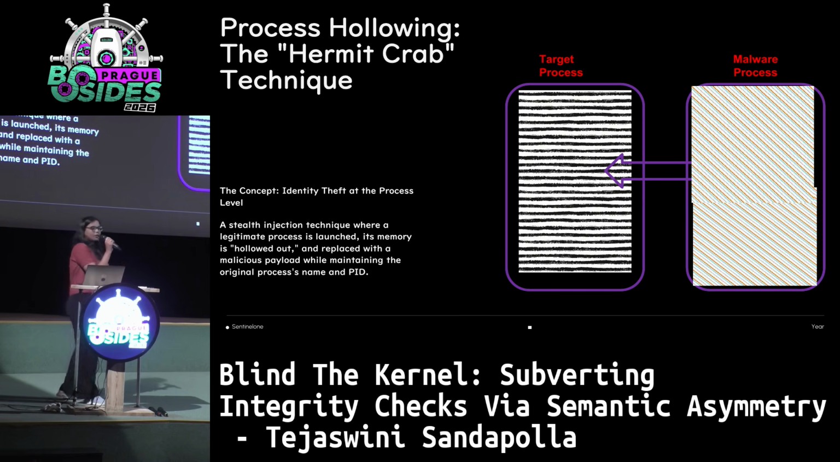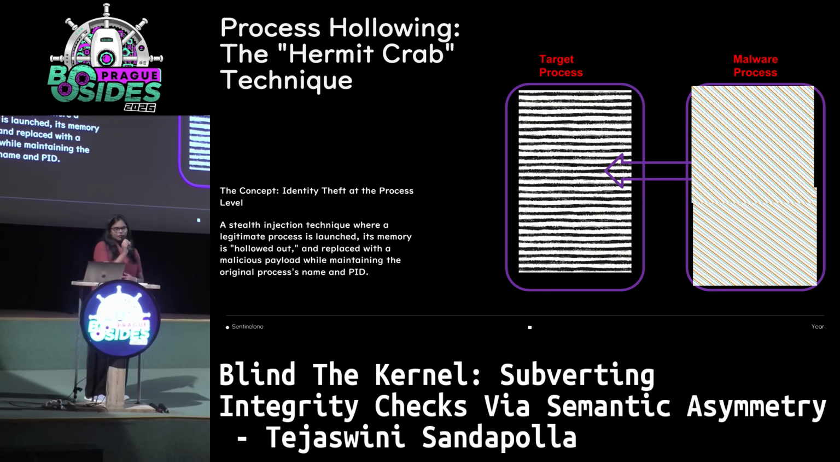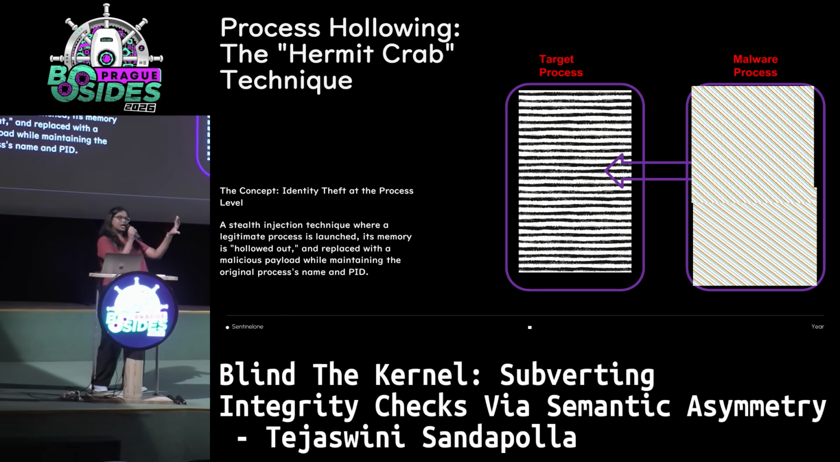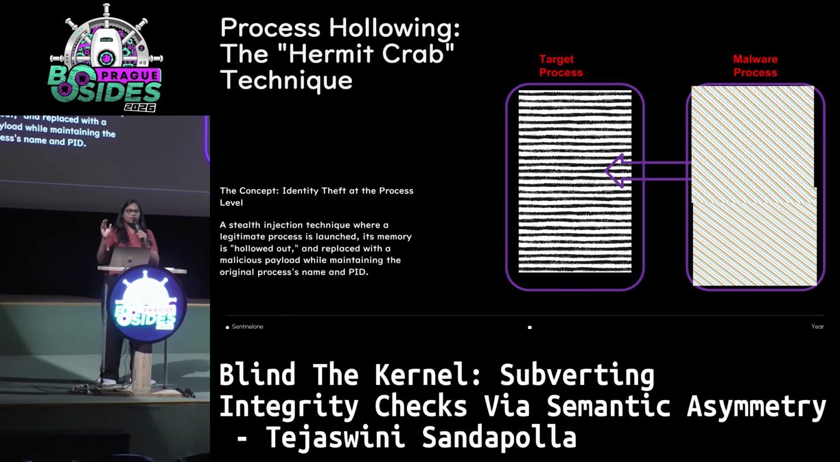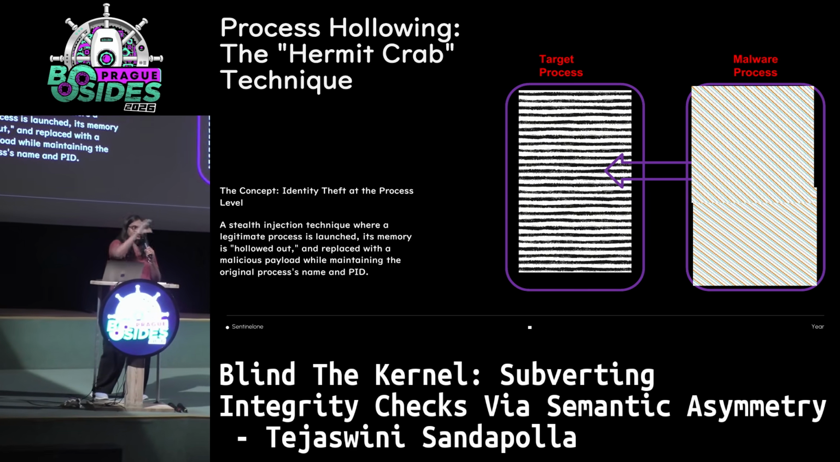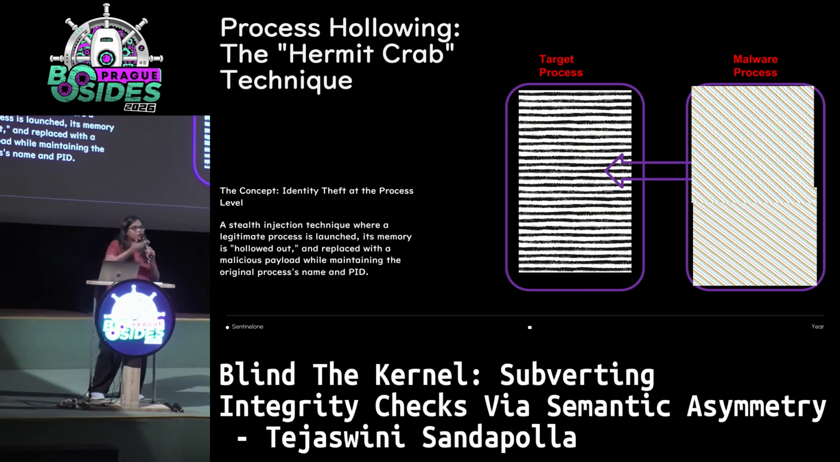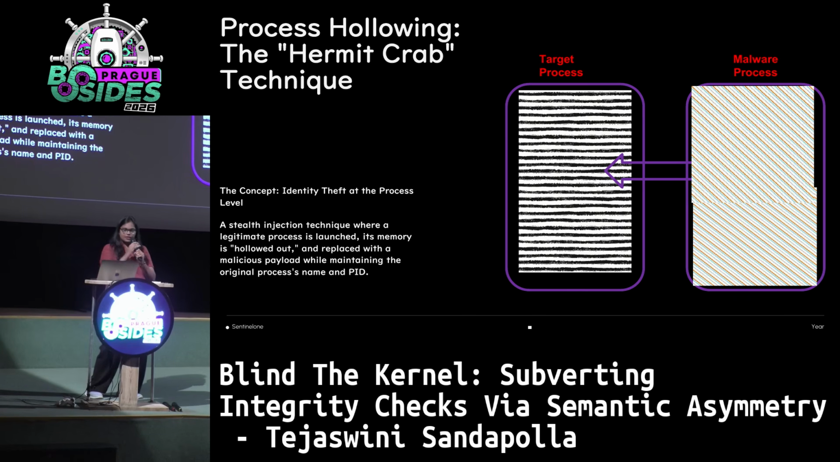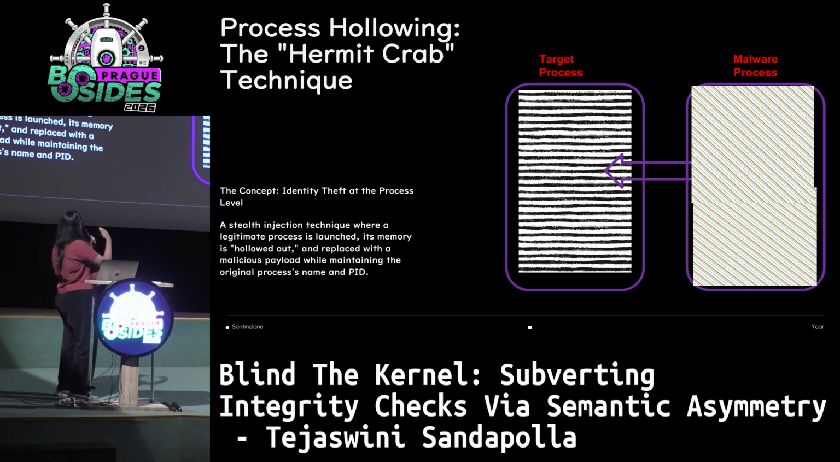Let me discuss process hollowing, which is a subtype of process injection. There's a malware process and then there's a target process. The malware process will start the target process in a suspended mode, write its contents inside it and run from inside the target process. This is a general overview of process injection or process hollowing. You can see in this animation how the malware process is replacing the target process and running from inside the target process.